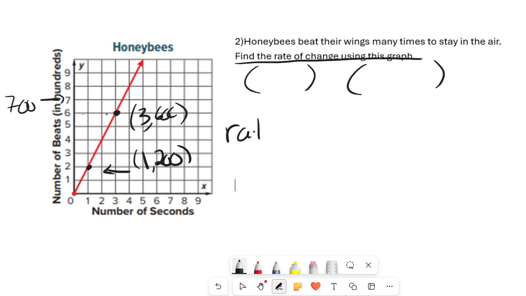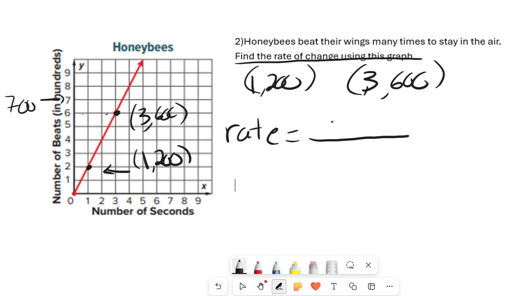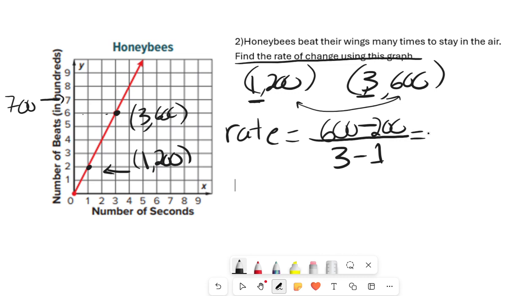And so what we do to find the rate is we would find the change in the y values. So that's 600 minus 200 to find the change between the y values. That's divided by the change in the x values. So I have 3 minus 1. So I'd get 400 over 2. 400 beats, that's how many times it beats its wings. And that's 2 seconds.